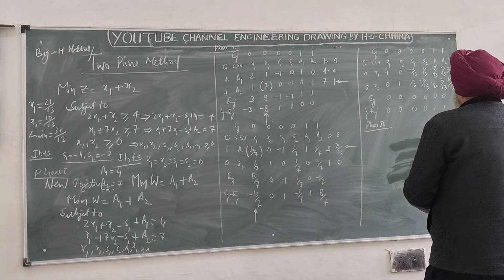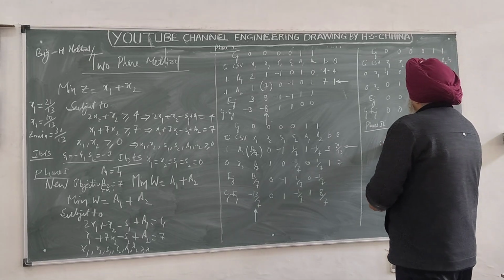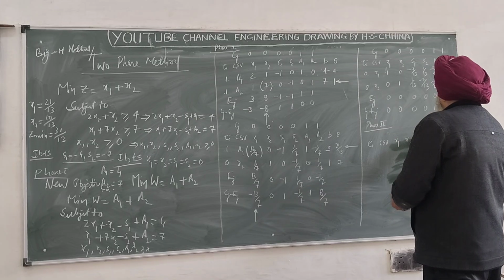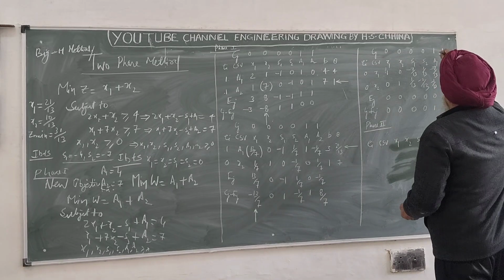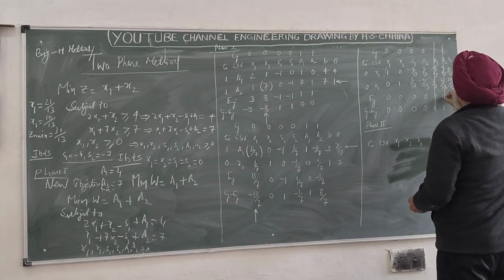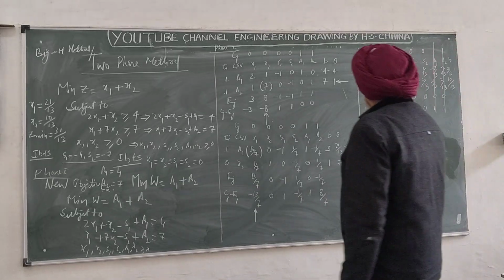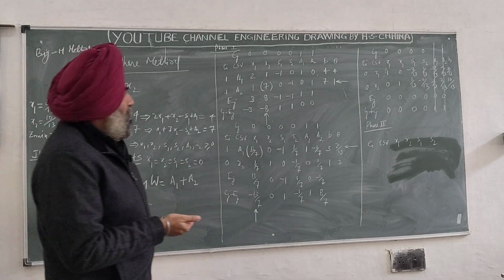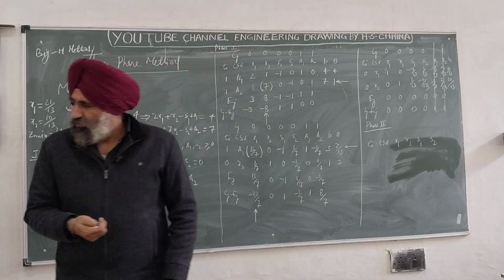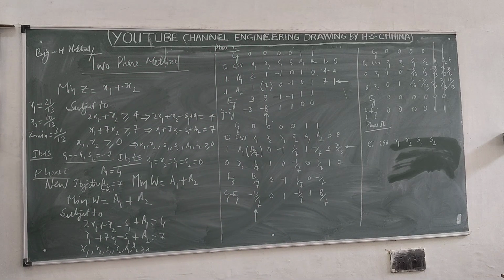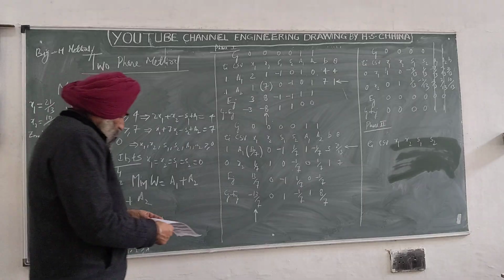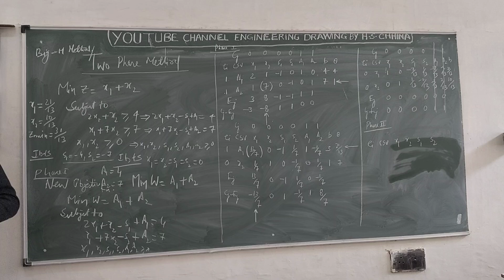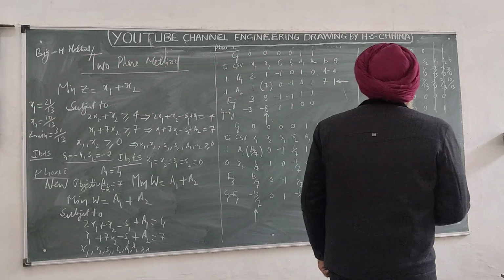Means what happened in phase 2? Look at here, this CB, Ej, X1, X2, S1, S2. Now you can ignore A1, A2. You can put a line on A1 and A2. Is it okay so far? 7 by 13, minus 1 by 13, minus. So this is the termination of phase 1. Now we go to phase 2.